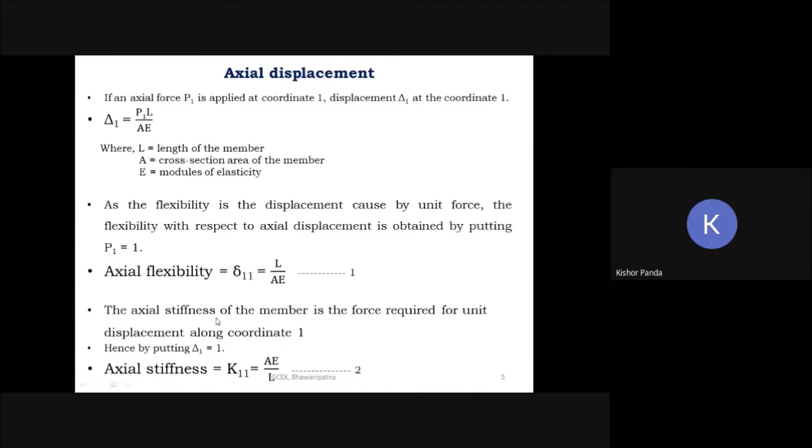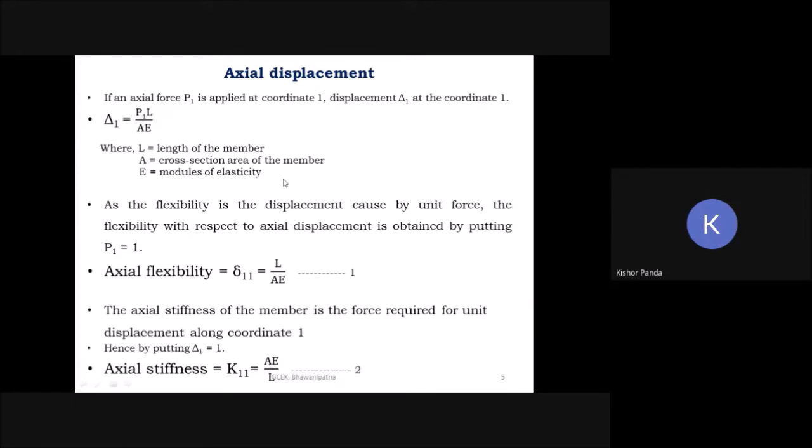Then the axial stiffness of the member is the force required for unit displacement. So when you find the axial stiffness, you put the displacement equal to 1, and due to this unit displacement, whatever the force is, that is called the axial stiffness. When you put delta 1 equal to 1, then P1 is equal to K11. So K11 is equal to AE by L. So this is your axial stiffness.